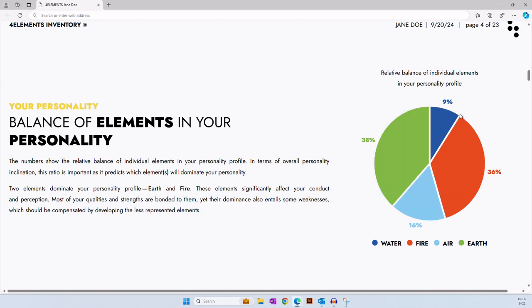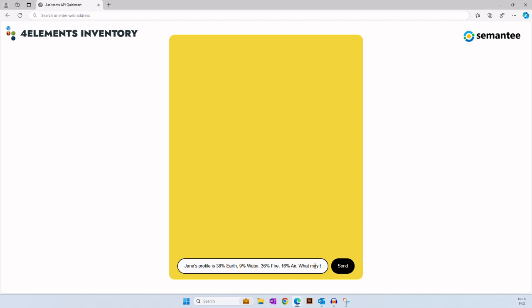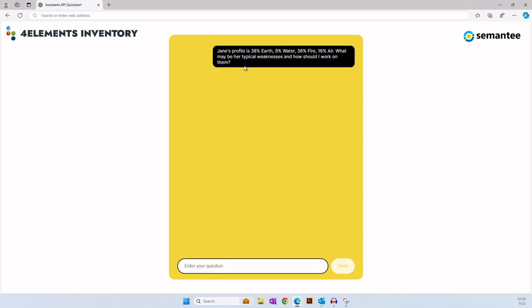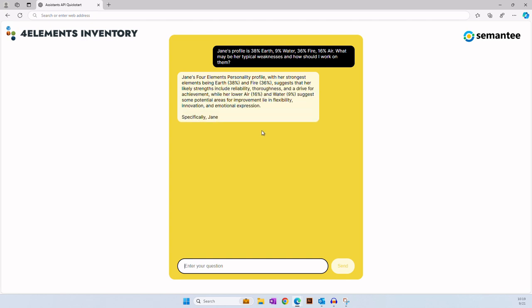Let's take these percentile scores and input them into our system and ask the first question. In this case, what may be this person's typical weaknesses and how should I work on them? Mind you, obviously in a production setting, we would already have these results and we can just keep chatting. But here I've input them, and let's see what the system gives us.